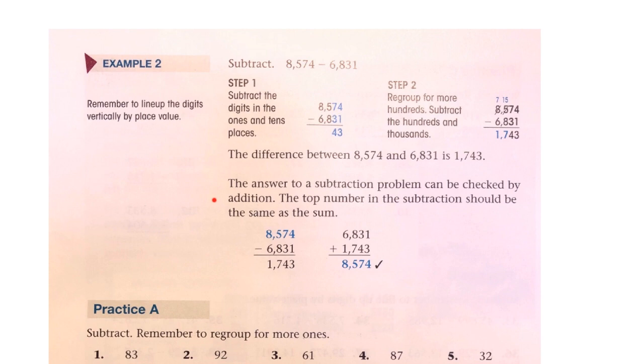The top number in the subtraction should be the same as the sum. So when we started with 8,574 and took 6,831 away, we got 1,743. If we add the bottom number and the difference together, like this, it checks out to the original amount. So that's okay.